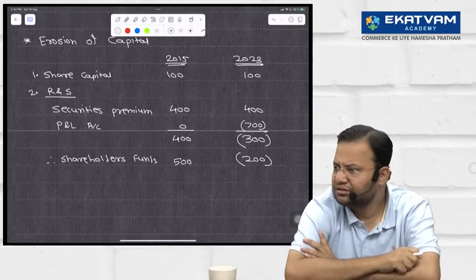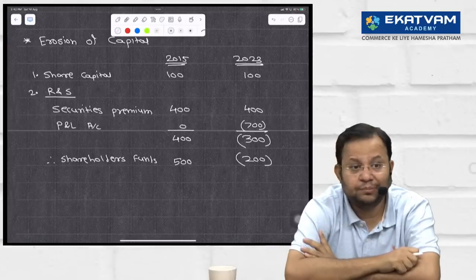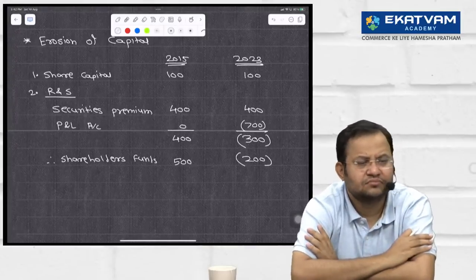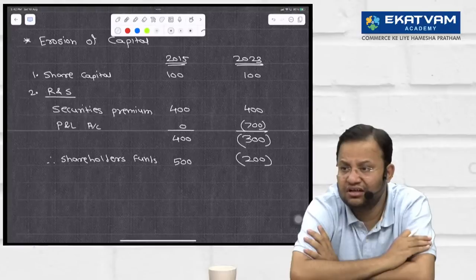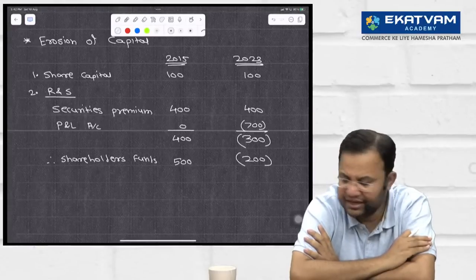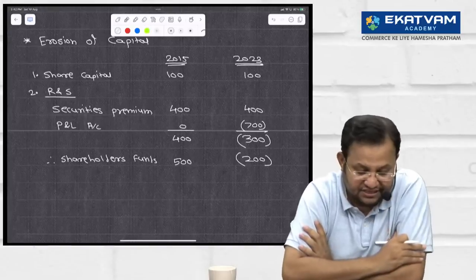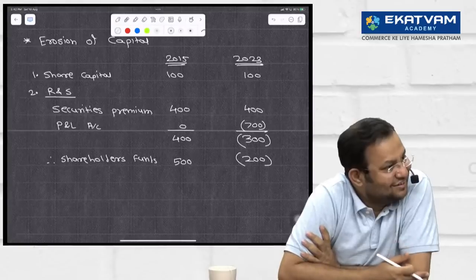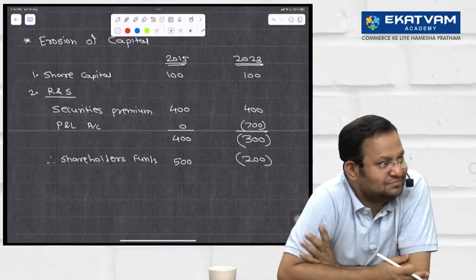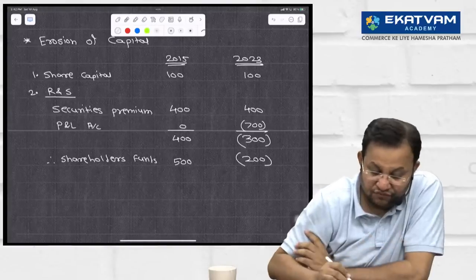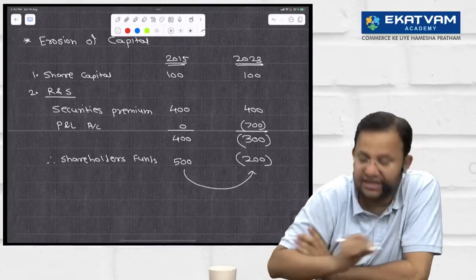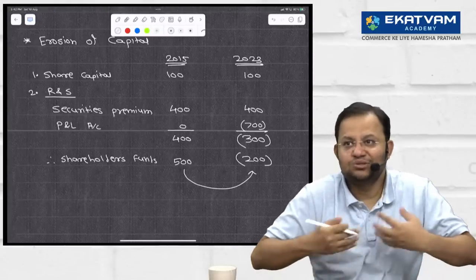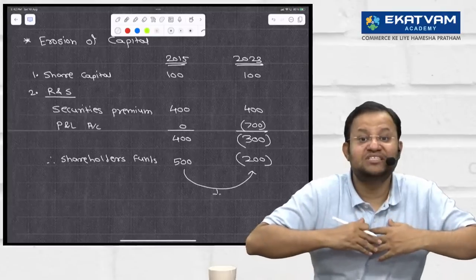Why did this happen? This happened because of what? Losses. This happened because of losses. 500 became negative 200. That is because of a loss of 700. A loss of 700 has happened. Did you understand? So 500 capital got converted into minus 200. But remember, this is known as an erosion of capital. Your capital is wiped off.